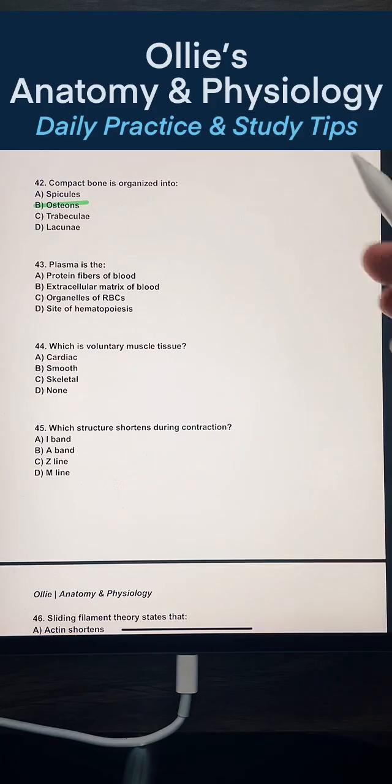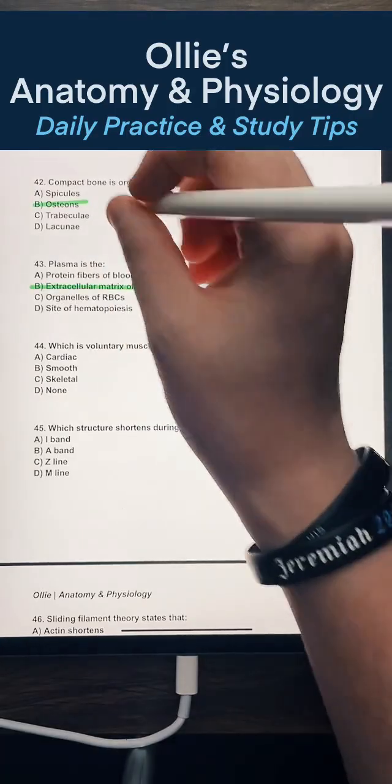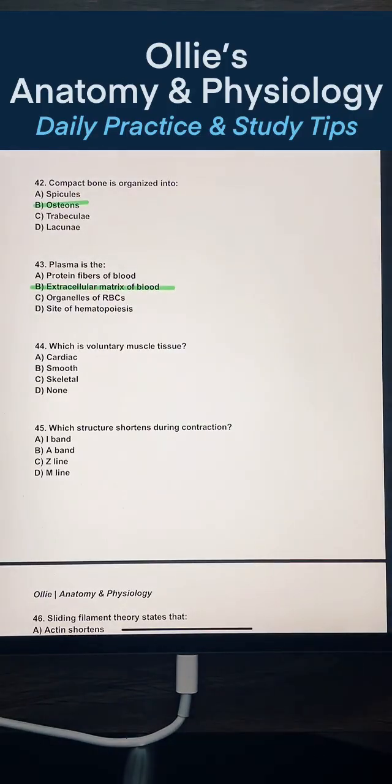Number 43, plasma is B. It is the extracellular matrix of blood. It's basically your fluid matrix that is combined with your proteins, your ions, your nutrients.